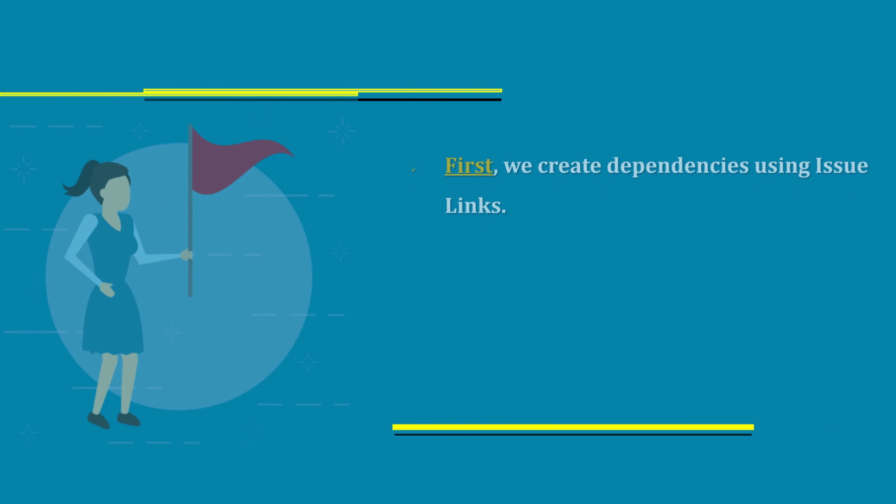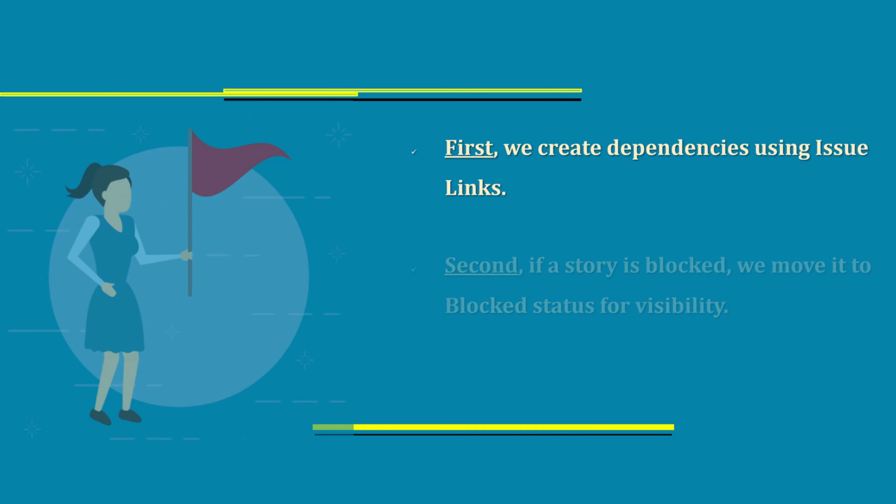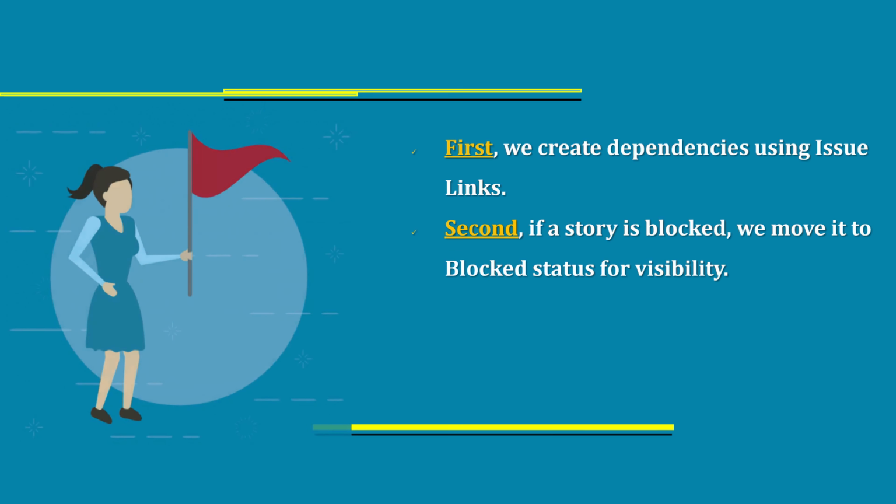Let's see how all these 3 techniques work together. First, we create dependencies using issue links. Then if a story is blocked, we move it to blocked status for visibility.